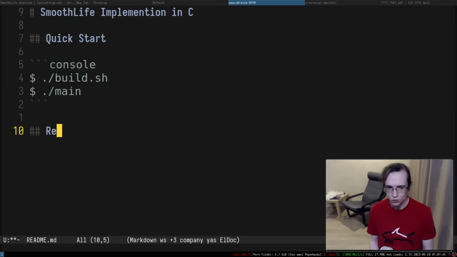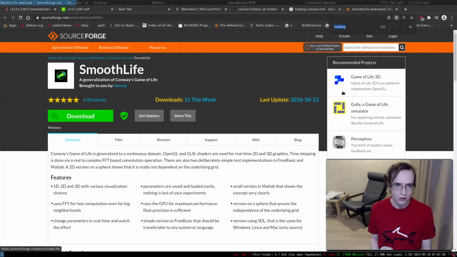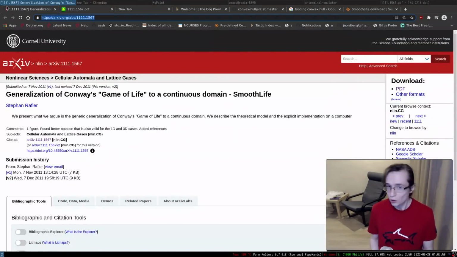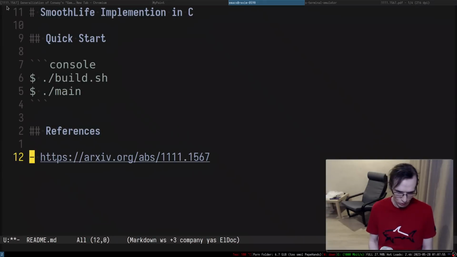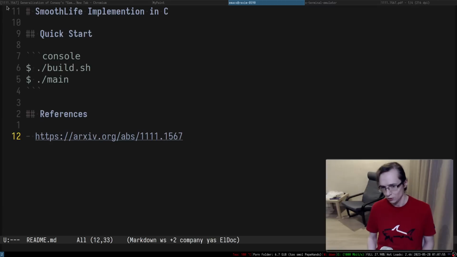And then we can do references, right? The reference is basically this paper, right? So we used only this paper. We didn't cheat or anything. We didn't look up any of the existing solutions. I just followed this paper.